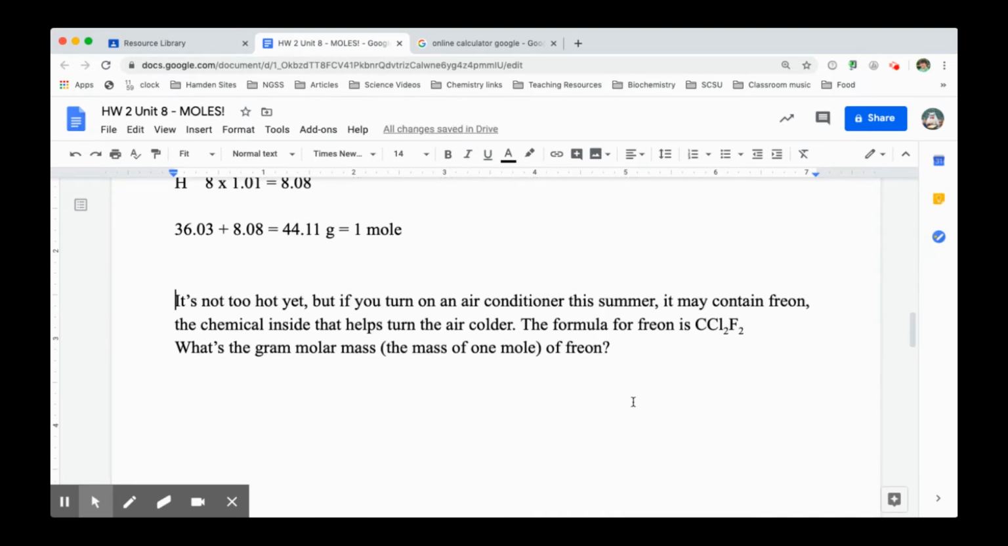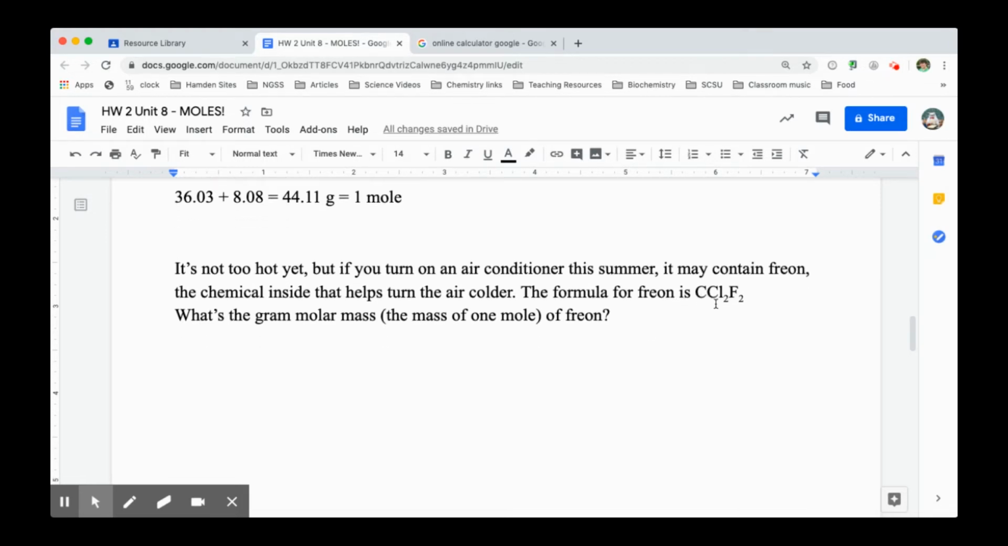If you turn on an air conditioner this summer, it may contain Freon, the chemical that turns the air colder. The formula for Freon is CCl2F2. And if we want to find the gram molar mass of 1 mole of Freon, we do the same thing, right? We have carbons. There's 1 carbon. We have chlorine. There are 2 chlorines. And we have fluorine. There are 2 fluorines. So now I'm going to multiply these by the masses on the periodic table.